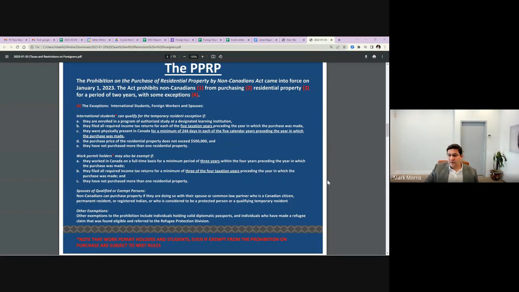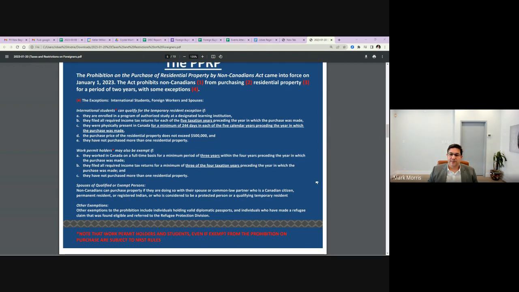And then there's a whole bunch of other exemptions that I don't want to touch on. You can write me and say, Mark, is this exempt? I hear it may be. So we have diplomatic passports, refugee claims, yada, yada, yada. Okay. So those are the exemptions. Okay, let's talk about the next page.